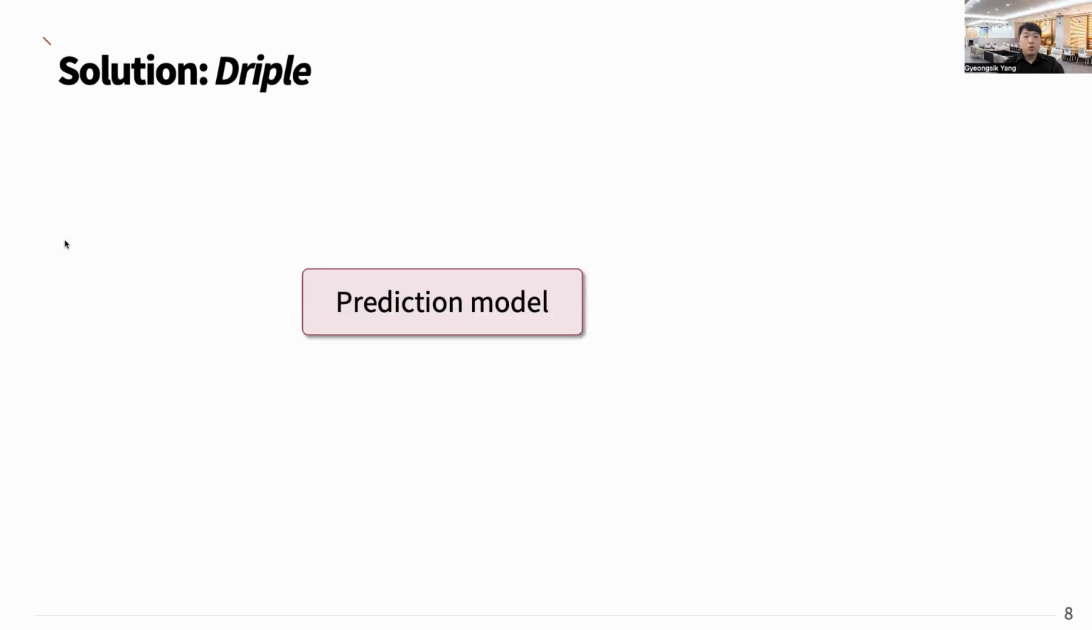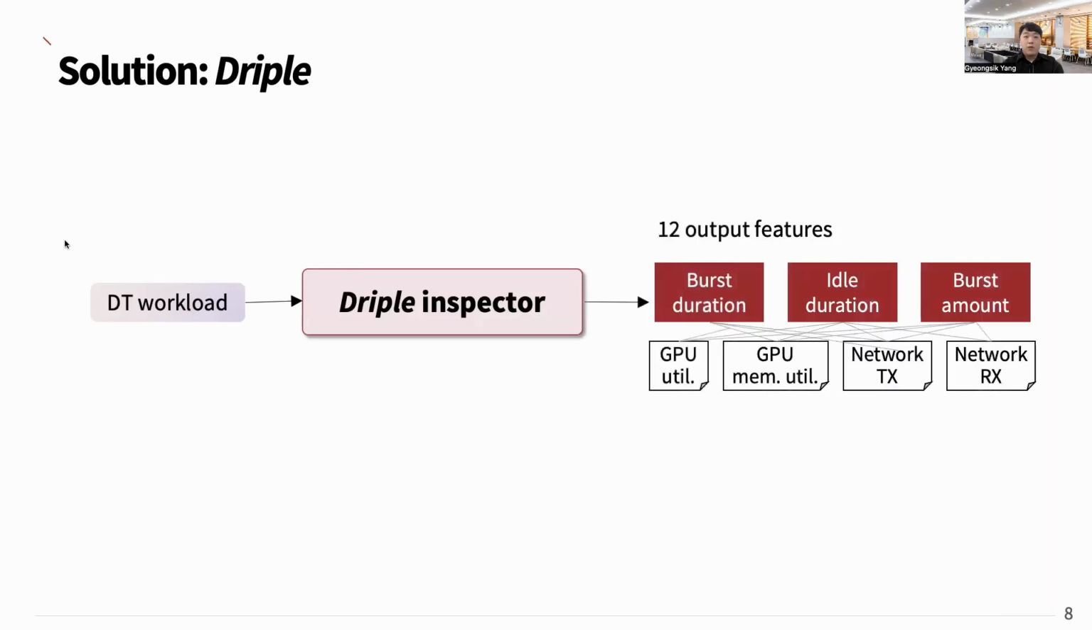Driple trains a prediction model called the Driple Inspector. The Driple Inspector takes the DT workload itself as its input for prediction. Then the Driple Inspector predicts 12 kinds of features, which are for 3 metrics: burst duration, idle duration, and burst amount, and 4 resources. The first question here is how the Driple Inspector could take the DT workload itself as input to the prediction model. We explain the design of Driple to answer this question.